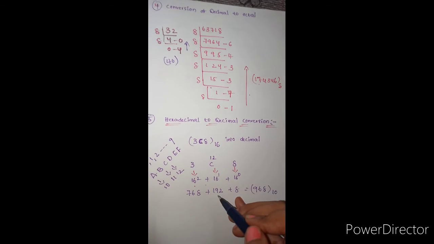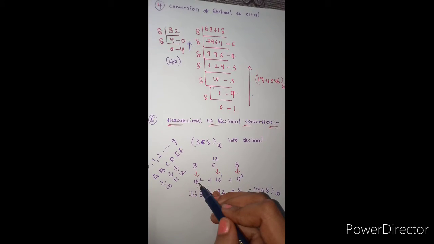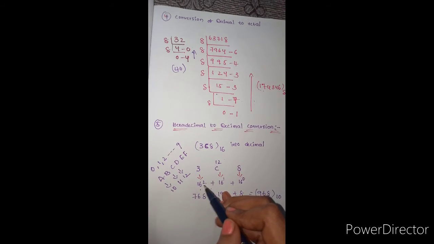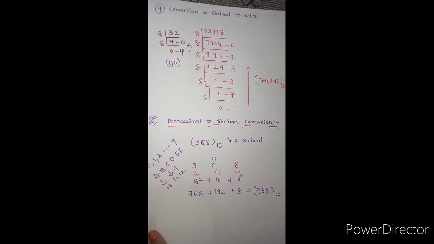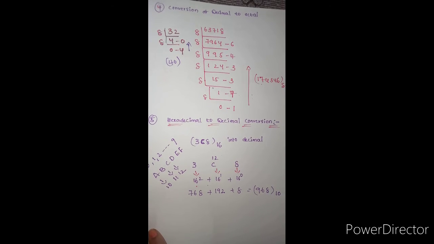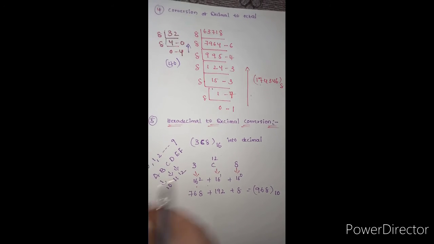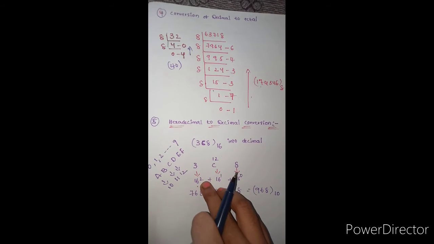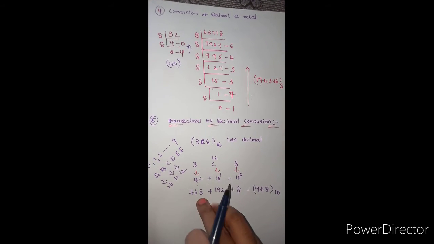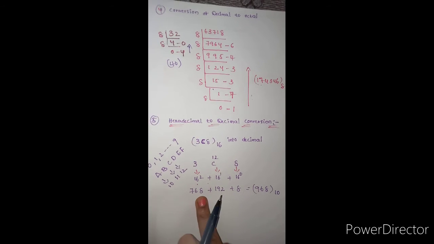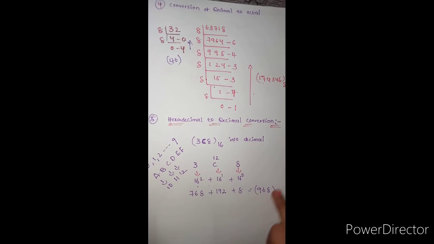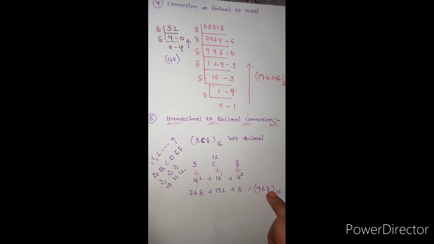16 twelves are 192. Here 16 into 16 squared, 16 into 16 is 256. 256 into 3 is 768. 768 plus 192 plus 8 is equal to 968. This is the decimal equivalent of the output.